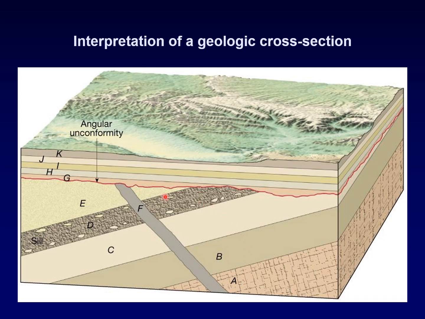And based on cross-cutting relationships, the presence of unconformities, etc., we could put this in some kind of an order. One thing I want to point out is A, B, and C probably deposited in sequence. Then you've got this layer here, D, which we're told is a sill, and it's got chunks of C at the bottom, and it's got chunks of E at the top.